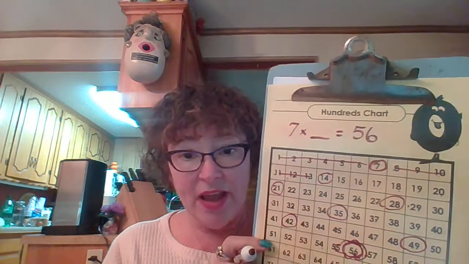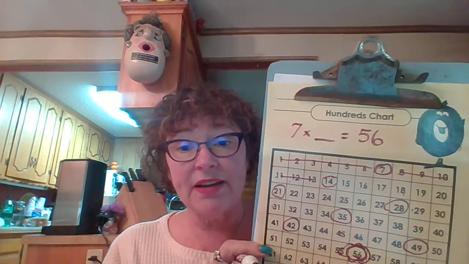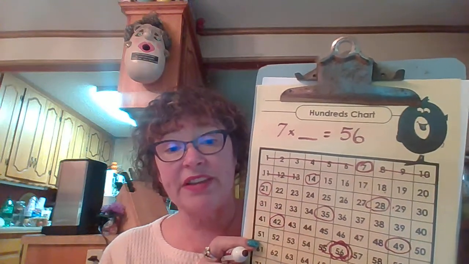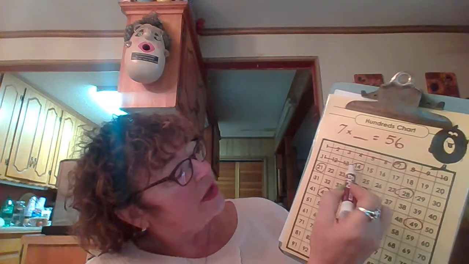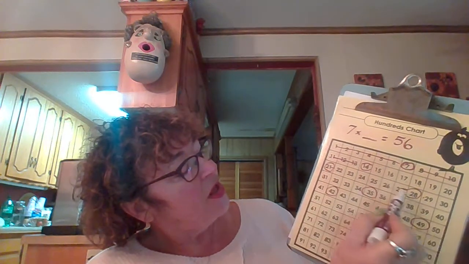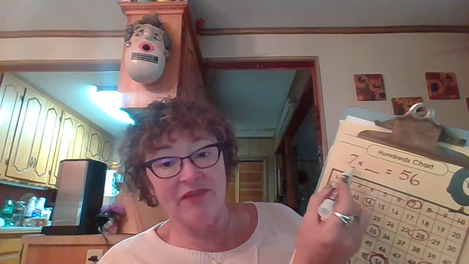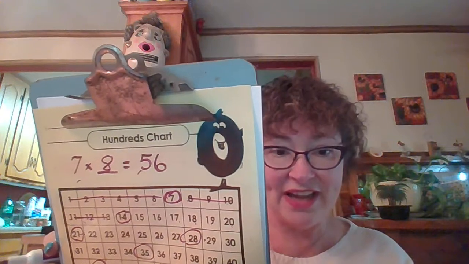Now let's count how many circles I have. And that's going to tell me how many groups of 7 that I counted. So now make sure that you count them from the top down to make sure that you got the right number. 1, 2, 3, 4, 5, 6, 7, 8. So we have 8 groups of 7 that makes 56. So that means that 7 times 8 is 56.